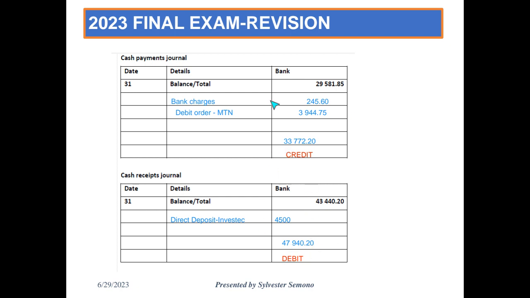So you must tell me where to record. Because this one is the payment, where will I record the payment? We said credit. So on the credit side, I'm going to record this 33. And the cash receipts, I'm going to record on the debit side.